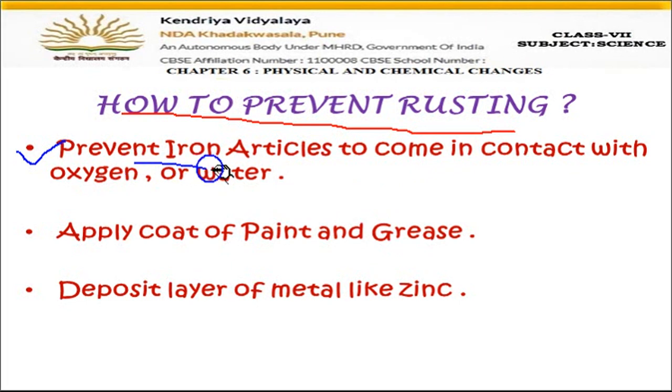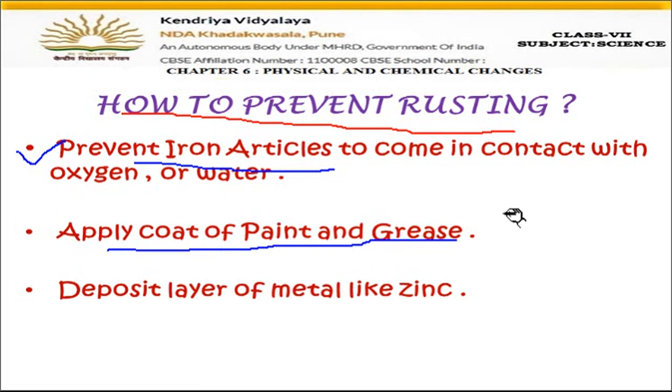Iron objects should not be kept open to water and oxygen. They should either be covered or painted, so they do not come in direct contact with the oxygen or water. Then the second is to apply a coat of paint and grease. What should be coated on the iron objects?